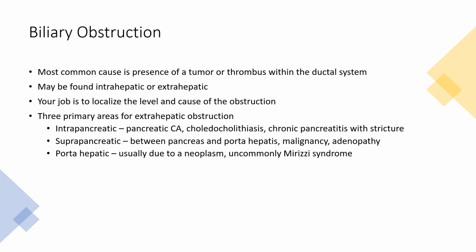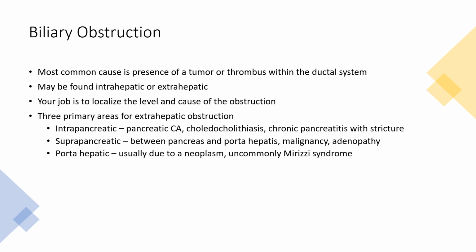So primary areas for extrahepatic obstruction are going to be intrapancreatic. This is caused by pancreatic cancer, choledocholithiasis, or chronic pancreatitis with stricture. They can be suprapancreatic, meaning above the pancreas, so between the pancreas and the porta hepatis. Remember, the portal vein runs from the pancreas vertically and oblique up to the porta hepatis. So suprapancreatic is going to be above the pancreas. It can be malignancy or it can be adenopathy.